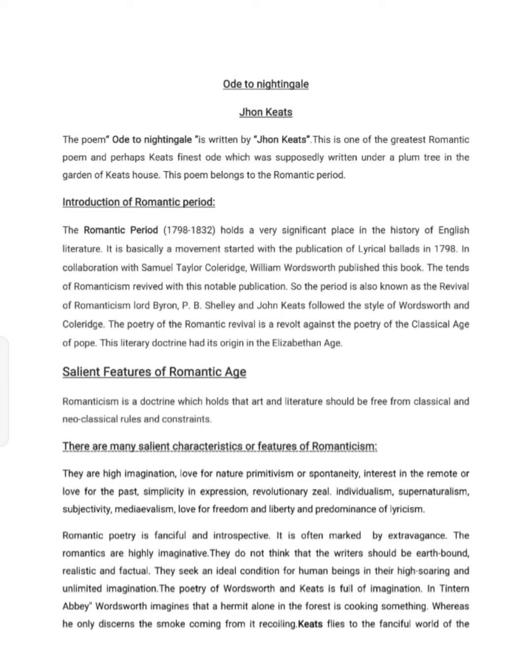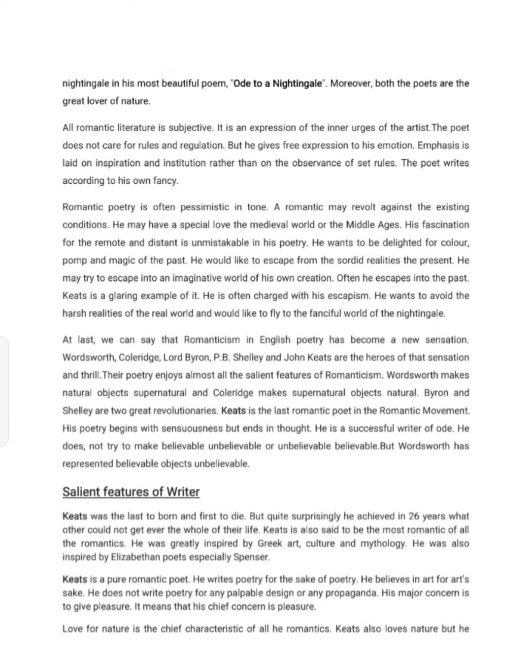In Tintern Abbey, Wordsworth imagined that a hermit alone in the forest is cooking something, whereas he only discerns the smoke coming from its recoiling. Keats flies to the fanciful world of the nightingale in his most beautiful poem, Ode to a Nightingale. Moreover, both the poets are great lovers of nature. All romantic literature is subjective. It is an expression of the inner urges of the artist.